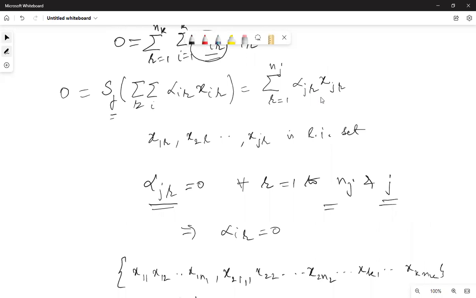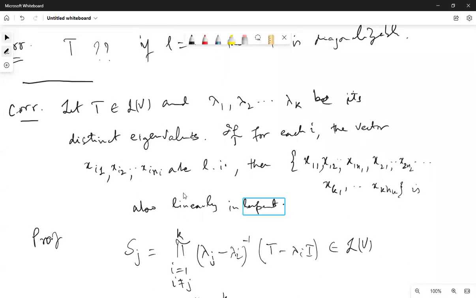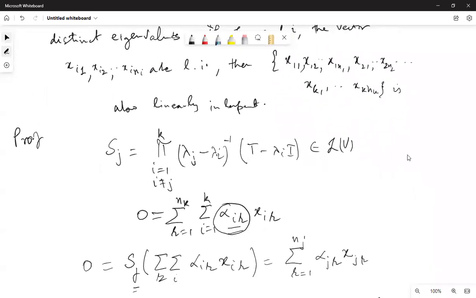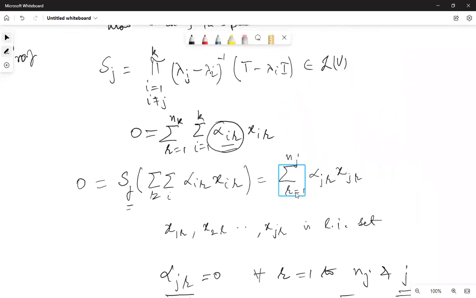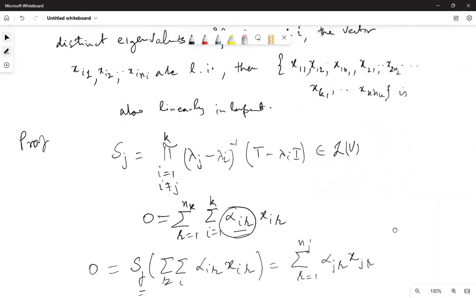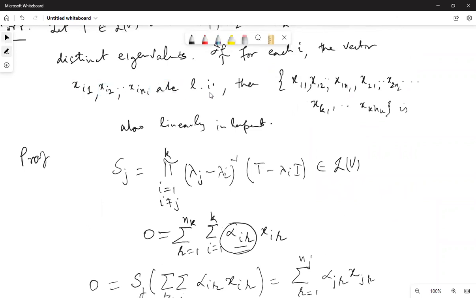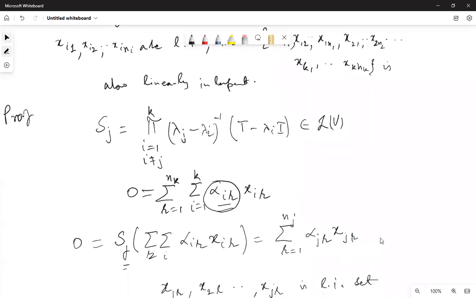See, this is given to me. In the expression, you are varying r, but r is varying from 1 to nj, and here my j is fixed. So for i equal to j, these vectors are linearly independent up to nj: xj1, xj2, up to xjnj. They are linearly independent, and therefore in this combination, these coefficients are 0.